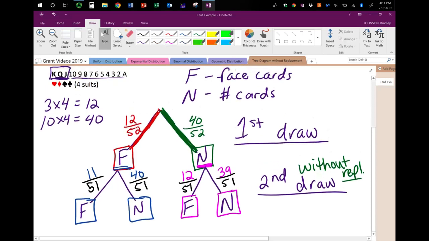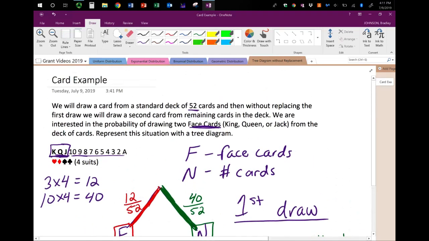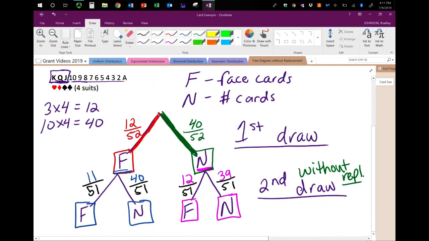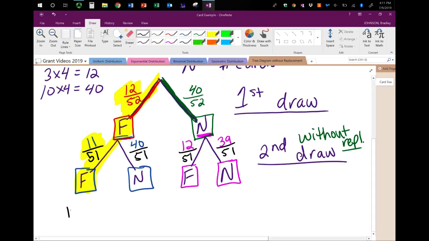Now, what's neat with these tree diagrams is we can find probabilities relatively quickly. And we do that by multiplication. Now, the probability that we're asked is drawing 2 face cards. Okay, so we want face cards. So what that tells us is go to the face card branch, right? We follow this branch, the 11 out of 51 and the 12 out of 52. All you have to do is multiply them. If you multiply 12 over 52 times 11 over 51, we will get our probability.